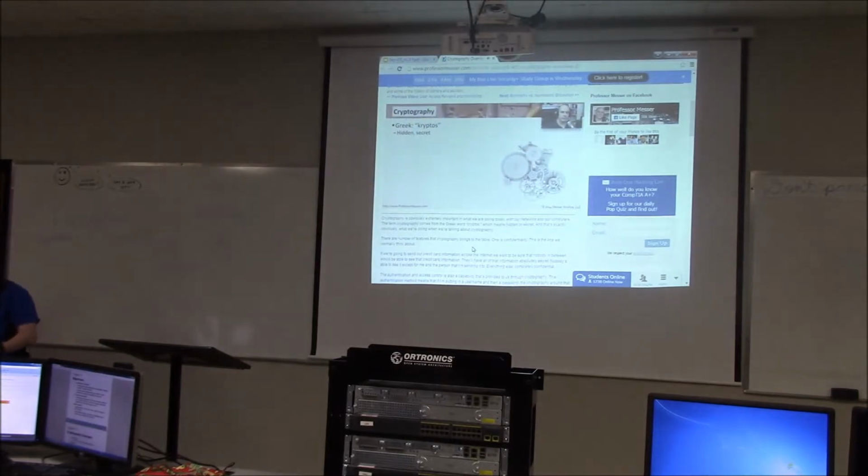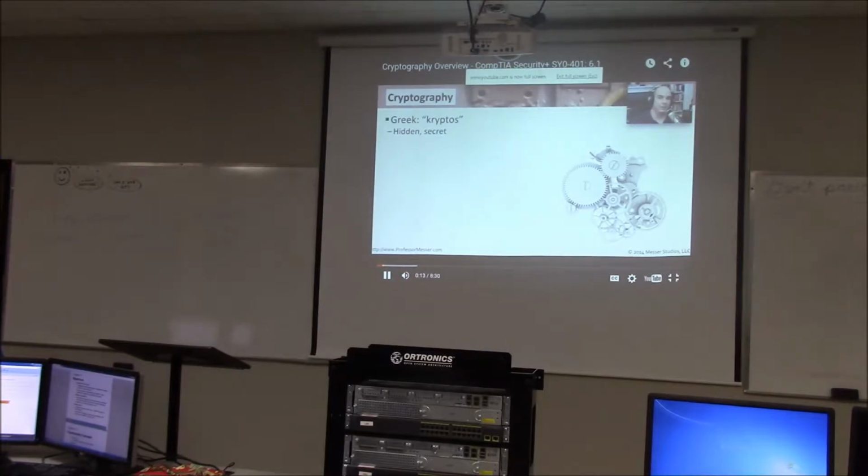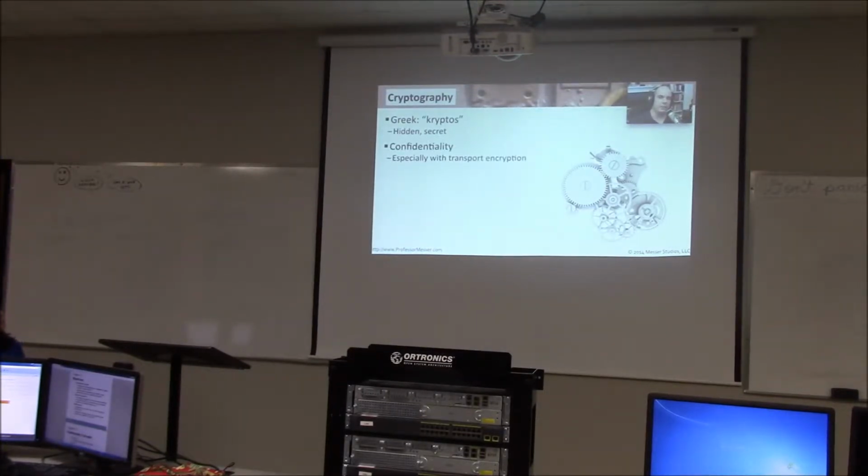Cryptography is obviously extremely important in what we are doing today with our networks and our computers. The term cryptography comes from the Greek word kryptos, which means hidden or secret. That's exactly, obviously, what we're doing when we're talking about cryptography. There are a number of features that cryptography brings to the table.